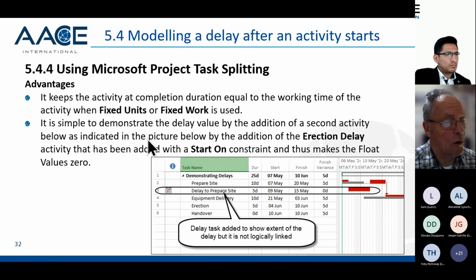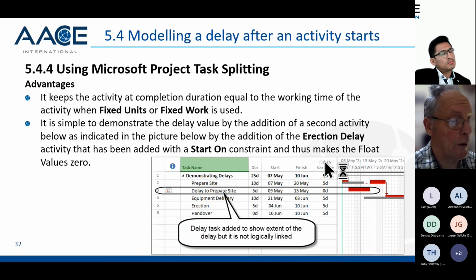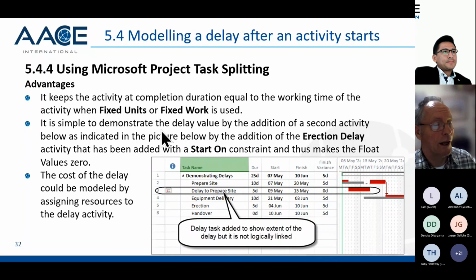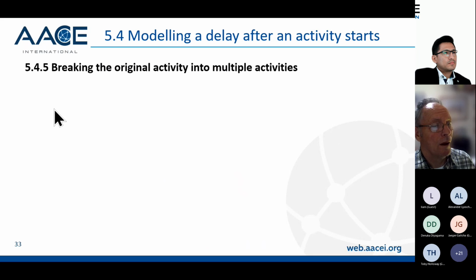But there are some issues with this. If you want to demonstrate when the delay started and finished, you can add a delay activity underneath with a constraint. So I put a start on constraint, which makes the float value 0. So I've added an activity to represent the split, but it's not logically linked. The cost of the delay can be modeled by assigning resources to the delay activity if you want to.